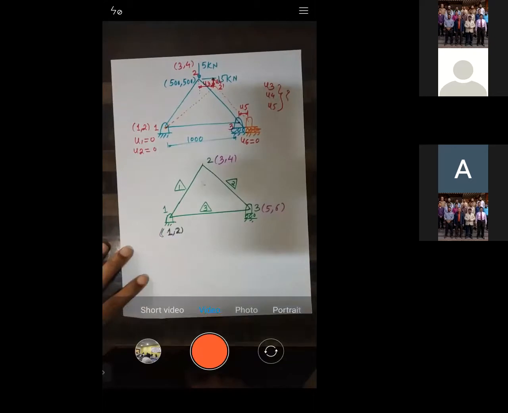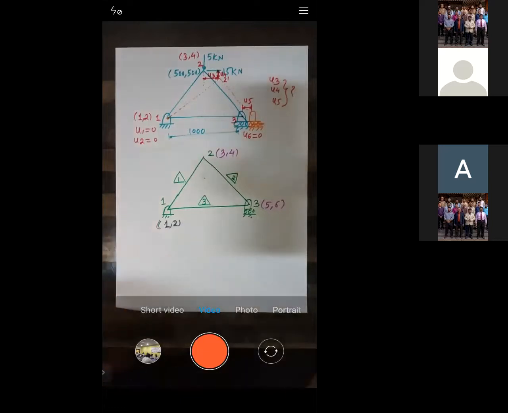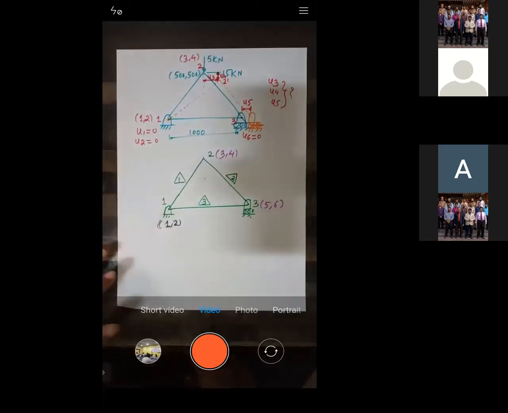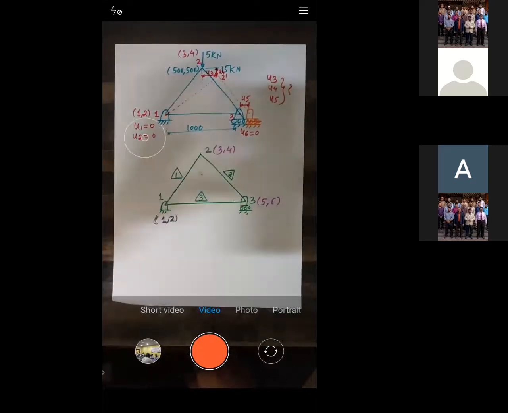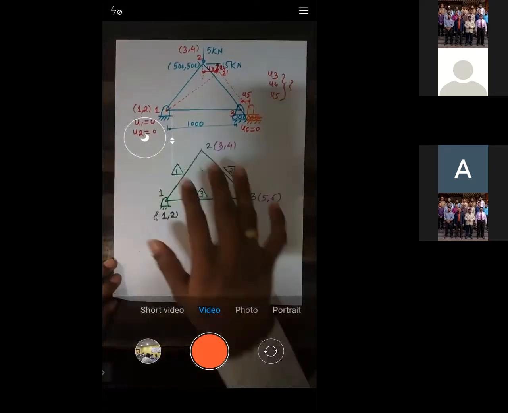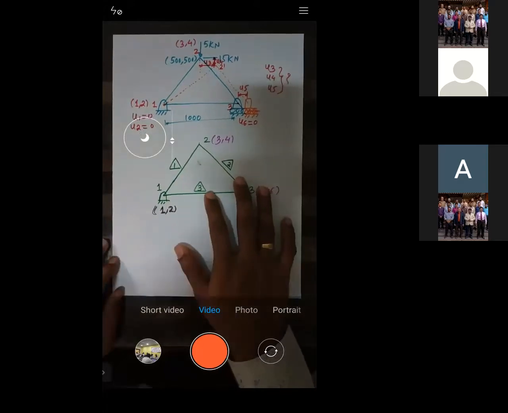You understood this one? Is it okay? Is there any doubt or difficulty you're facing with this one?